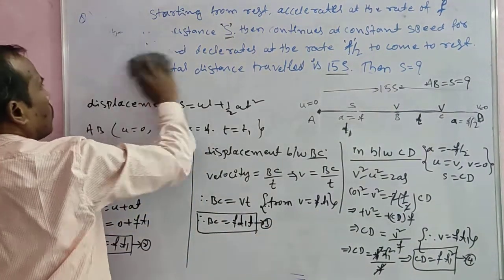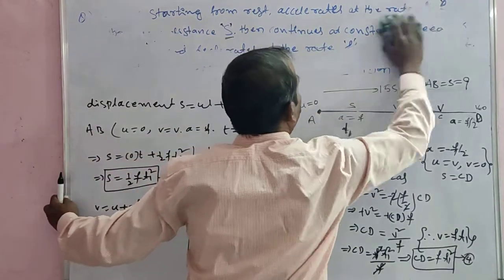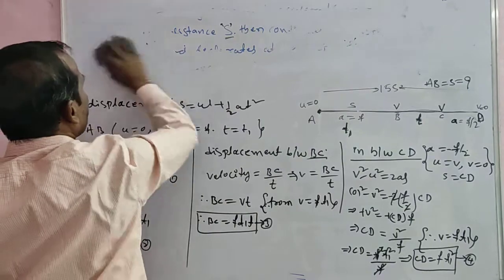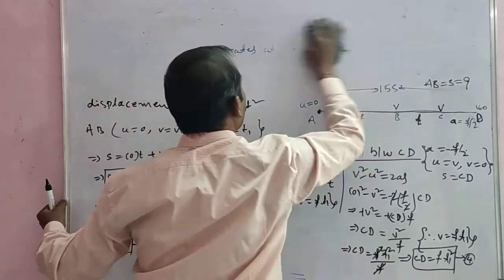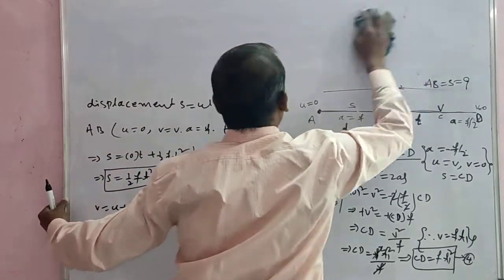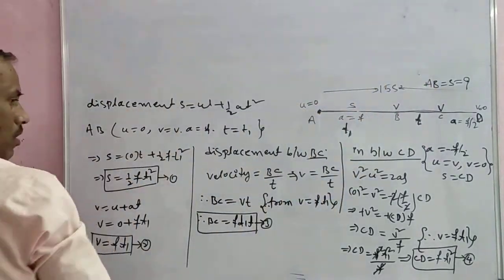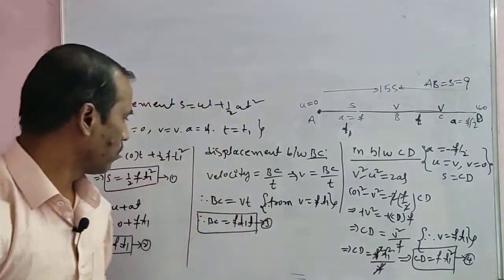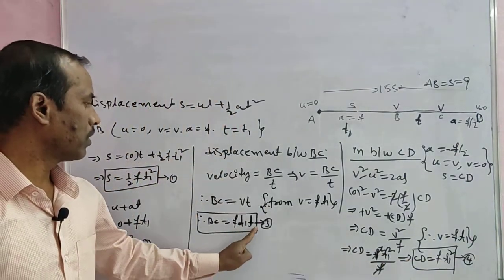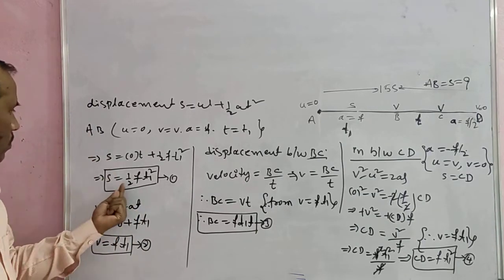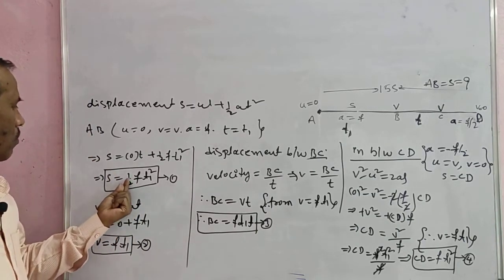Now find out the displacement between A and B, which is S, here S is a question mark. We have CD is equal to FT1 square from equation 4, BC is equal to FT1T, and AB is equal to S, which is half.